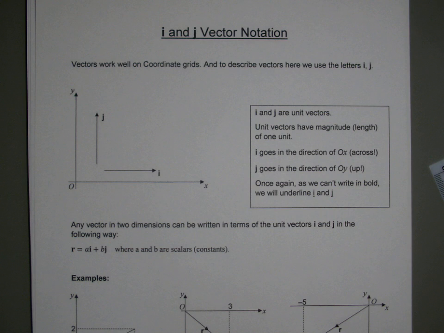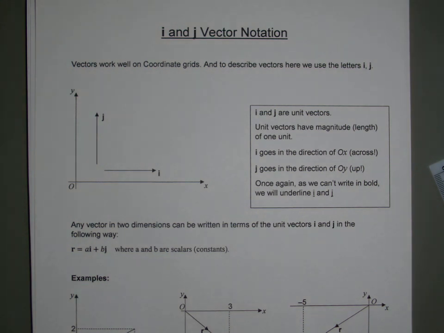Going to look at i and j vector notation. Really useful because vectors often occur in two dimensions, so we can study them on two-dimensional coordinate grids with x and y axes. Now, quite simply, the i and j are what we call unit vectors.